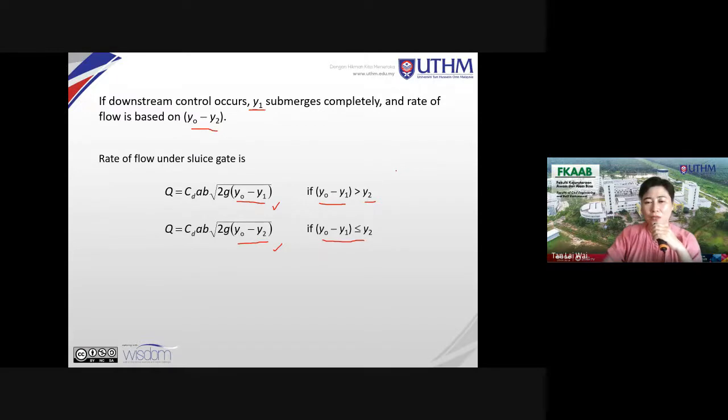But in your final exam, if we have a question on this, we are going to provide this set of equations. So don't worry. You just have to understand how to use all this.